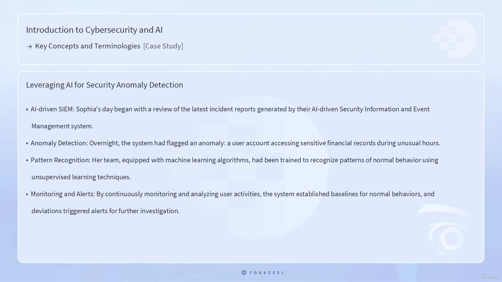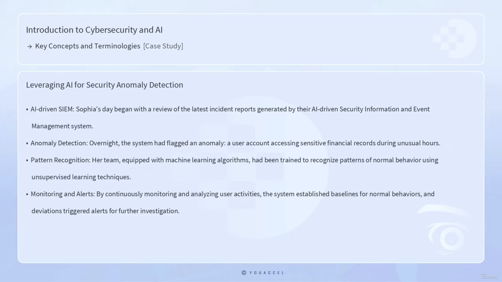Sophia's day began with a review of the latest incident reports generated by their AI-driven security information and event management system. Overnight, the system had flagged an anomaly, a user account accessing sensitive financial records during unusual hours. This raised a critical question. How can AI's anomaly detection capabilities be leveraged to distinguish between legitimate and malicious activities?